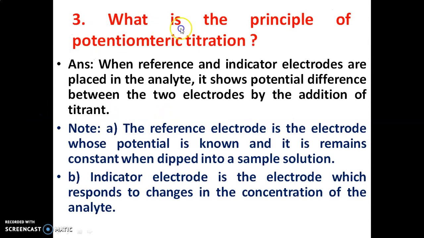Third question: what is the principle of this titration? What is the principle of potentiometric titration? When reference and indicator electrodes are placed in the analyte, it shows potential difference between the two electrodes by the addition of titrant. In this case we are using two electrodes, that is reference and indicator electrodes.